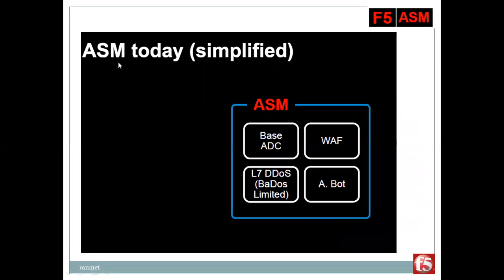So ASM, Application Security Manager, as of today is simplified. It is a base ADC, where ADC means Application Delivery Controller, with L7 DDoS protection, limited. L7 means the load balancing happens from layer 4 to layer 7. So what is WAF? Web application firewall, then anti-bot, and everything is there. It's a simple ASM which we are talking about now.